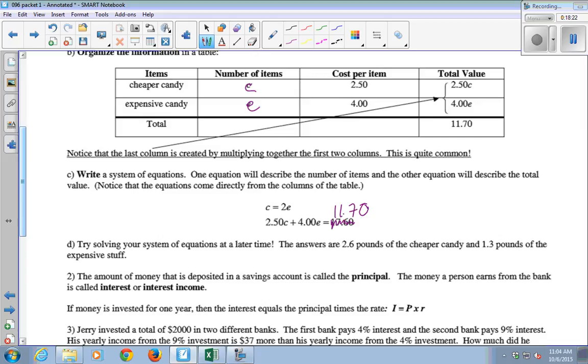So I'm going to let you solve this at a later time. These are the skills that we've been working on in the previous lesson, solving that system of equations. It turns out that the solution is you should use 2.6 pounds of cheaper candy and 1.3 pounds of the expensive stuff. All right, so that's one kind of word problem that results in a system of equations. A total value problem, that's called.